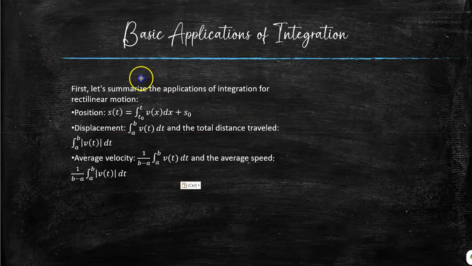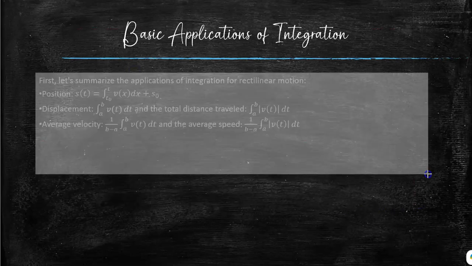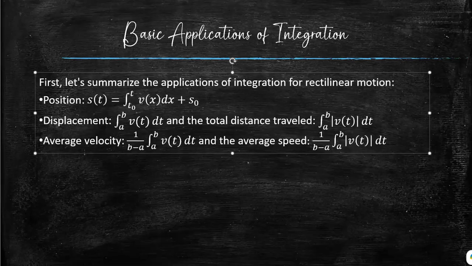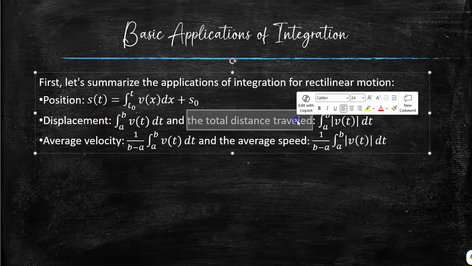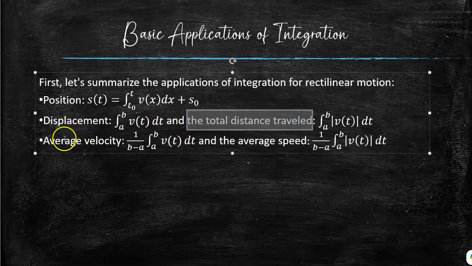So this is what the summary looks like. We now know how to compute position from velocity. Velocity is the rate of change of the position. We now know how to find the displacement and the total distance traveled given the velocity, which is the rate of change of the position. And we also, using this formula, can find the average velocity and the average speed. And if you already know the position, you can also find the average location of the particle in a rectilinear motion. So this is what we know. Next step we're going to do is we're going to generalize these applications to other contexts and branches of science.